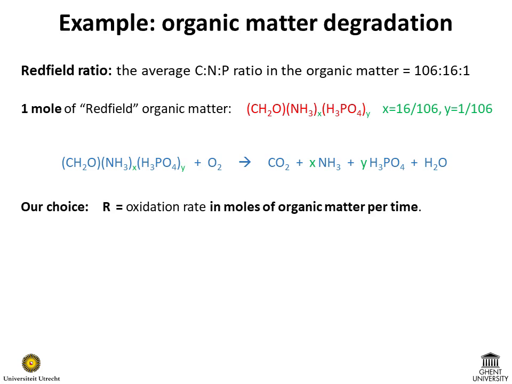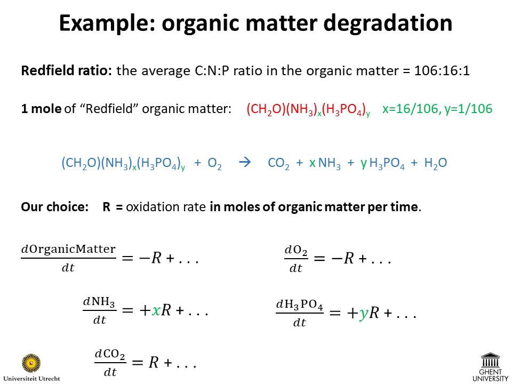First, we choose that the rate of the aerobic organic matter degradation will be in the units of moles of organic matter per time. We denote this rate as R. Then, using the concept presented earlier, the contribution of this process to the mass balances of organic matter, oxygen, ammonia, phosphoric acid, and CO2 will take the form as shown on the bottom. Note that the rate R is present in all equations and the difference for each state variable is determined by the corresponding stoichiometric coefficient in the standardized chemical equation.